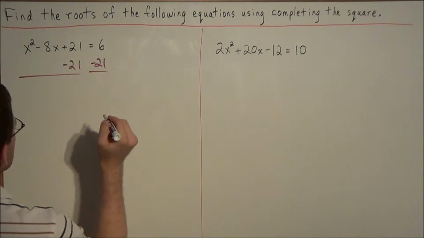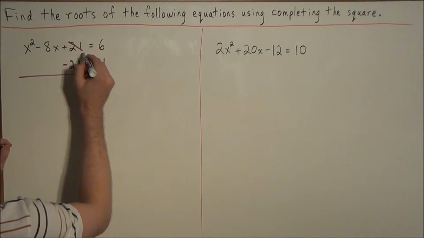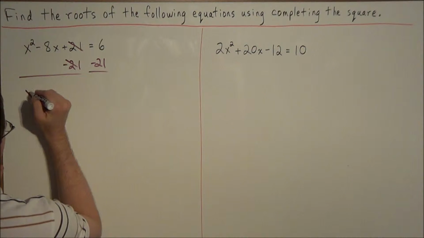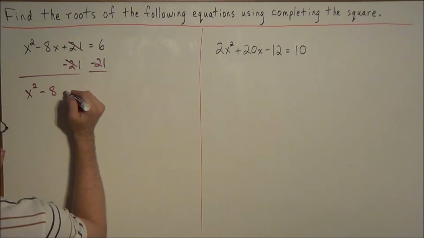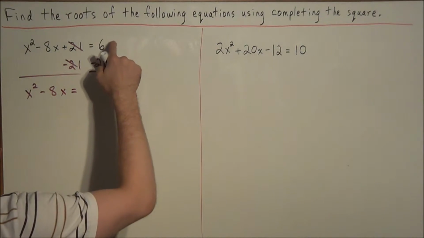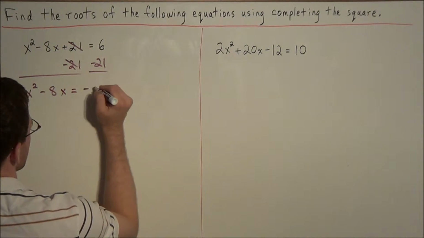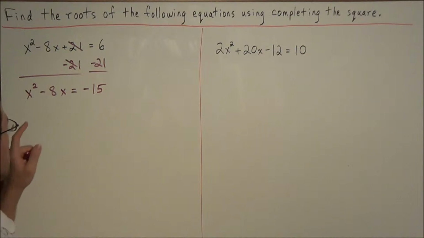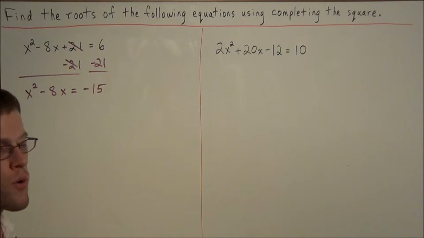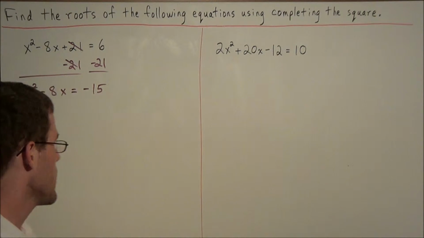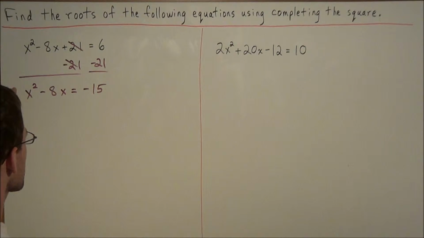And now on the left hand side, 21 minus 21 will cancel, so we're left with x squared minus 8x equals 6 minus 21 is negative 15. So next we notice that we have a positive 1 in front of our x squared term, and the only way we can move forward and use the completing the square technique is when we have a positive 1 in front of our x squared term.